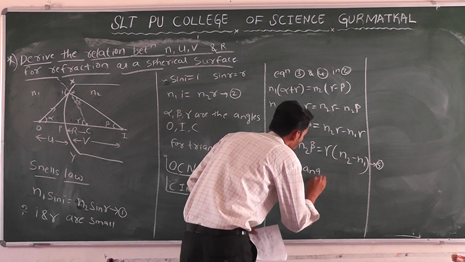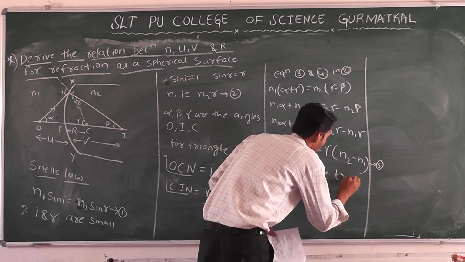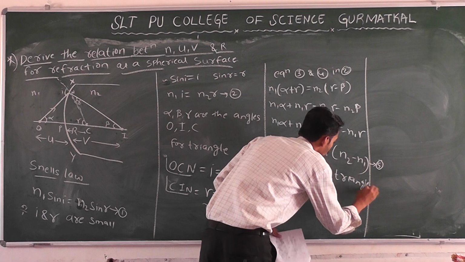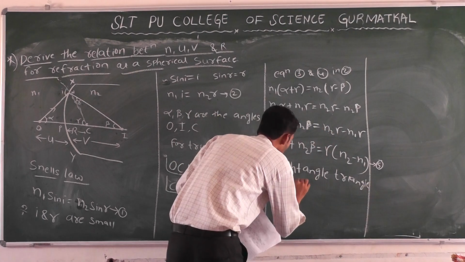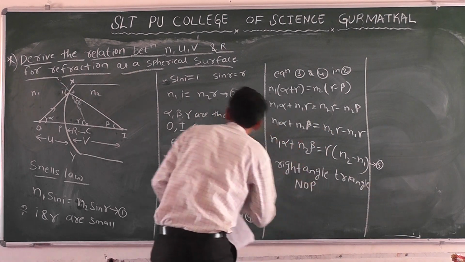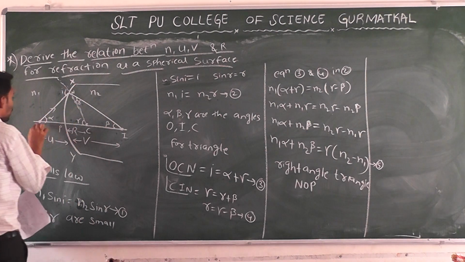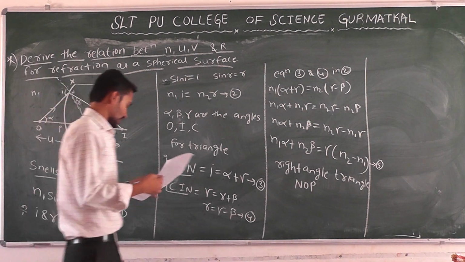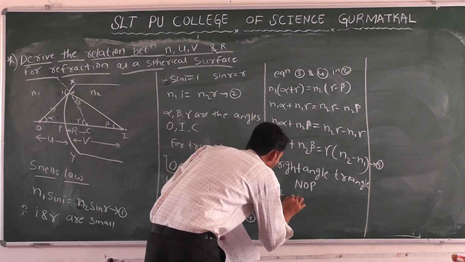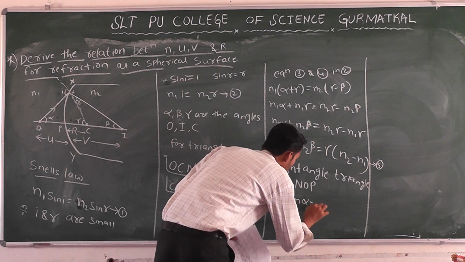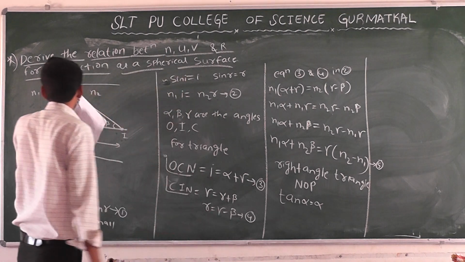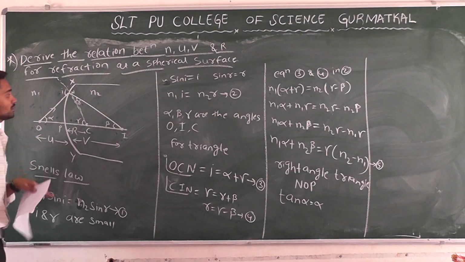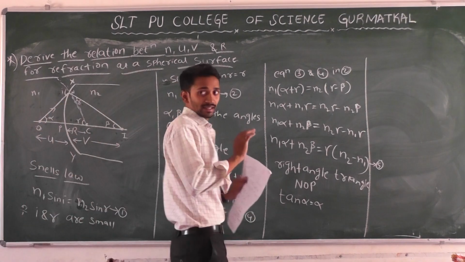So, right angle triangle. Which is the right angle triangle? NOP. Where is the NOP? NOP is a right angle triangle. Next, here we are considering tan alpha is equal to alpha because the N line is very close to P. In the last derivation also we used tan theta is equal to theta.